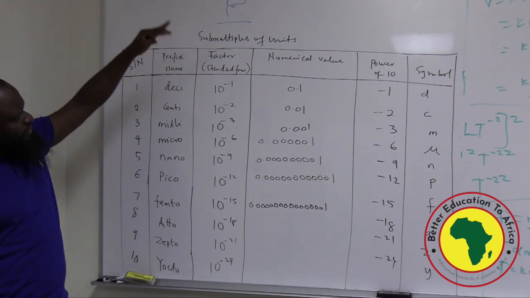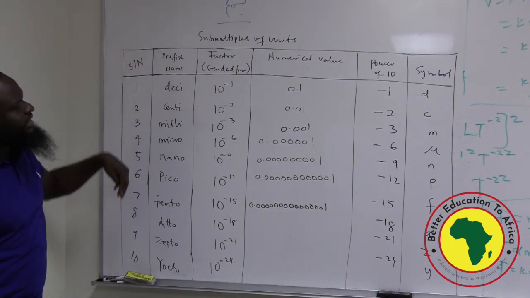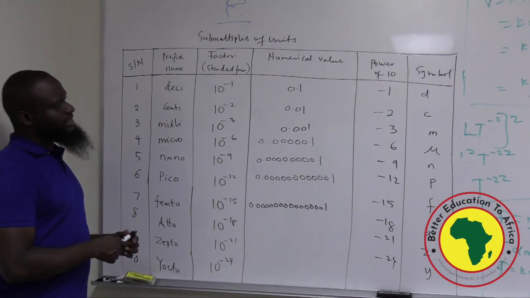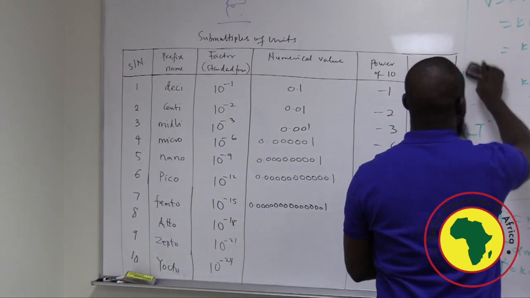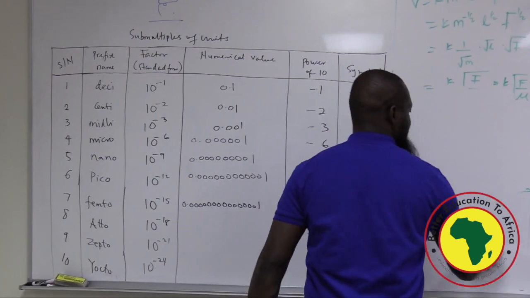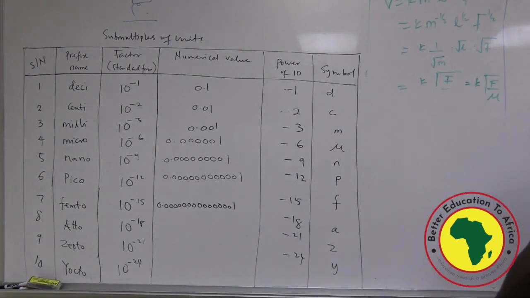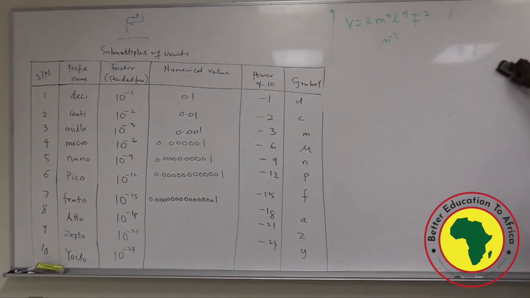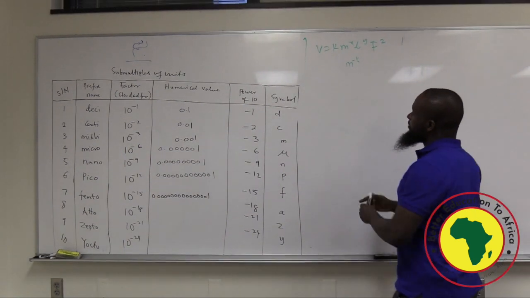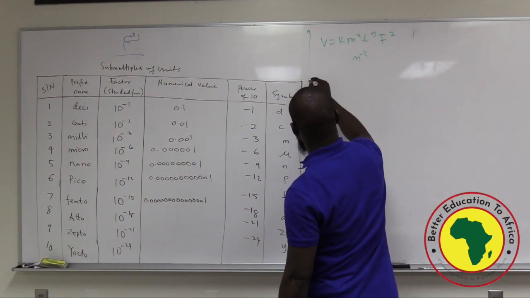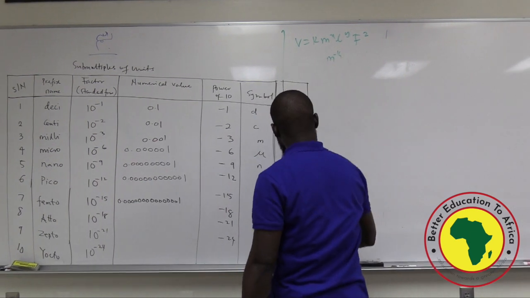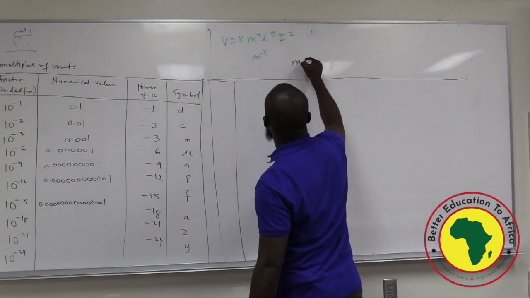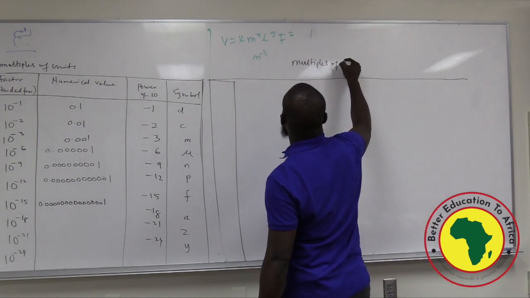Okay, I'm going to write the other table, which is the multiples of units. It's going to be the same table, but this time around I'm going to represent it differently. If I draw the other table this way, then we'll take some examples of how to convert from one submultiple of unit to another submultiple or multiple of unit. So that table was submultiple of unit. Now we want to draw another table, and we're going to call this one multiples of units, okay?